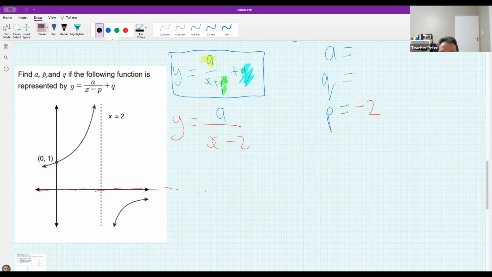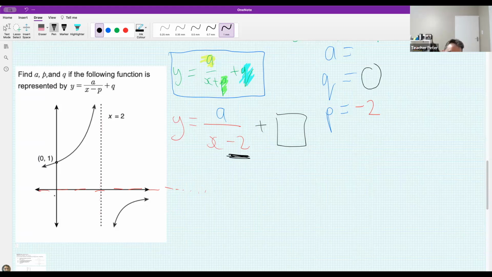Do we know what this Q value is going to be? So P is going to be minus 2. It's kind of weird, but the reason is if this is 2, it causes division by 0. What would the Q value be? It would be 0. Well done.